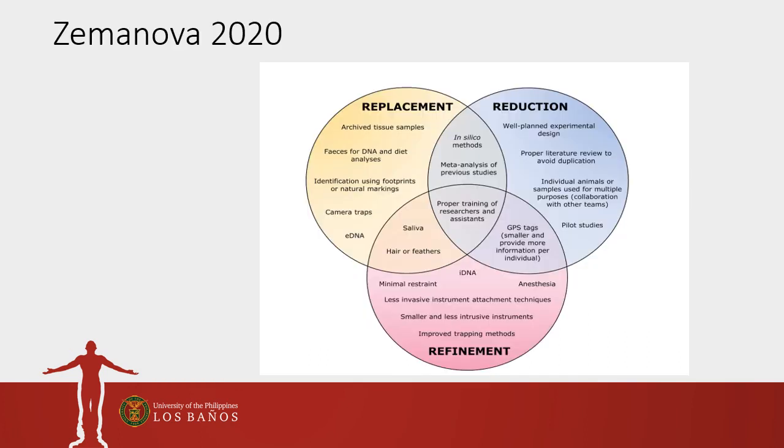The paper of Zemanova entitled Towards More Compassionate Wildlife Research Through the 3 Rs Principles, Moving from Invasive to Non-Invasive Methods, discusses how we can replace, reduce, and refine our current methods. Read more of this as an attachment along with your learning activity. So this is the last slide. You may now proceed with your learning activity, and have a good day.